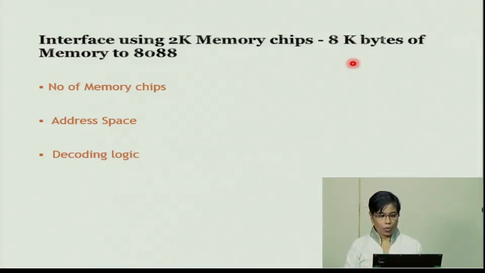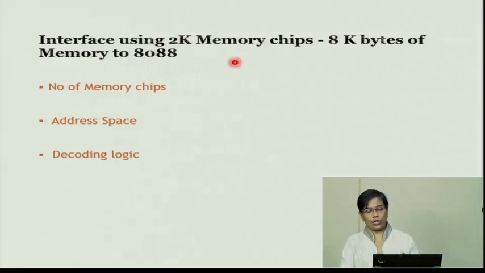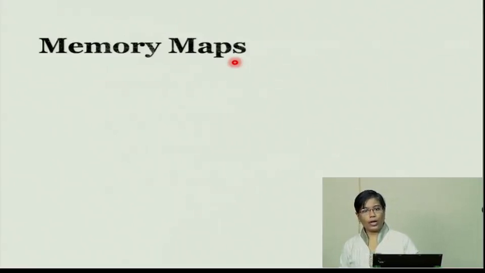So first what we do is we create what is called a memory map. Now let's remember that in this example we are trying to connect 8 kilobytes of memory to the 8088 processor, and totally we are going to be having 2K memory chips available. The chips that are going to be available are 2K chips. 8K of memory has to be connected to 8088. So we'll first look at how the memory mapping is going to be done.